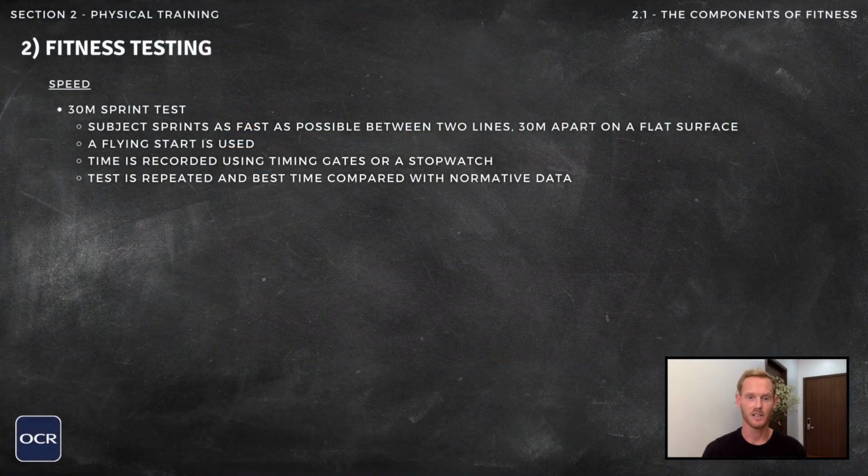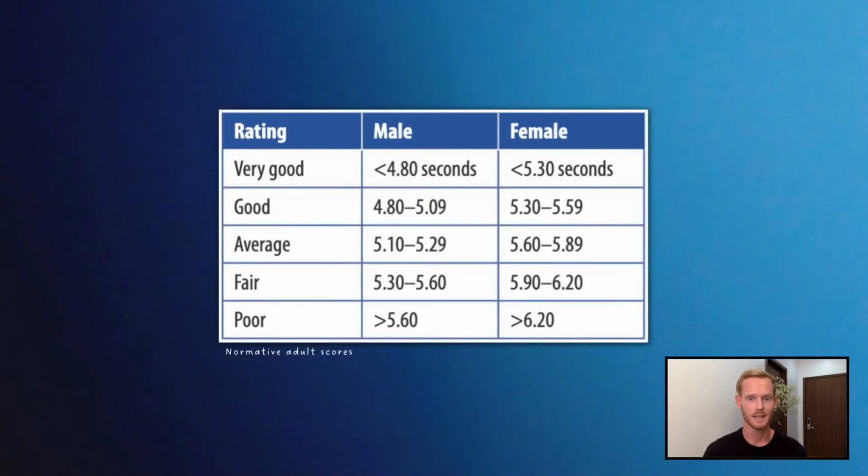Next, the 30-meter sprint test, which is used to measure speed. This takes place on a flat, non-slip surface between two sets of cones placed 30 meters apart. A flying start is used, and the time is taken, using a stopwatch or timing gates, between the subject crossing the start and finish lines. The test should be repeated, and the best time compared with normative data.